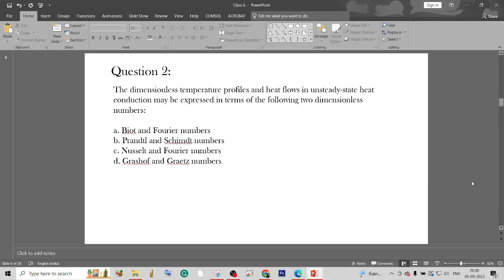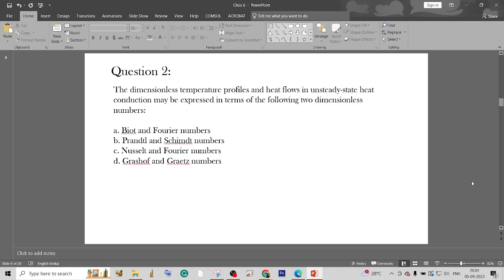The dimensionless temperature profiles and heat flows in unsteady state heat conduction may be expressed in terms of the following two dimensionless numbers. In dimensionless temperature profiles, where unsteady state heat flows have been considered, there is the lumped parameter model. Which of the two dimensionless numbers did we find? Option A, correct. So this is option A.